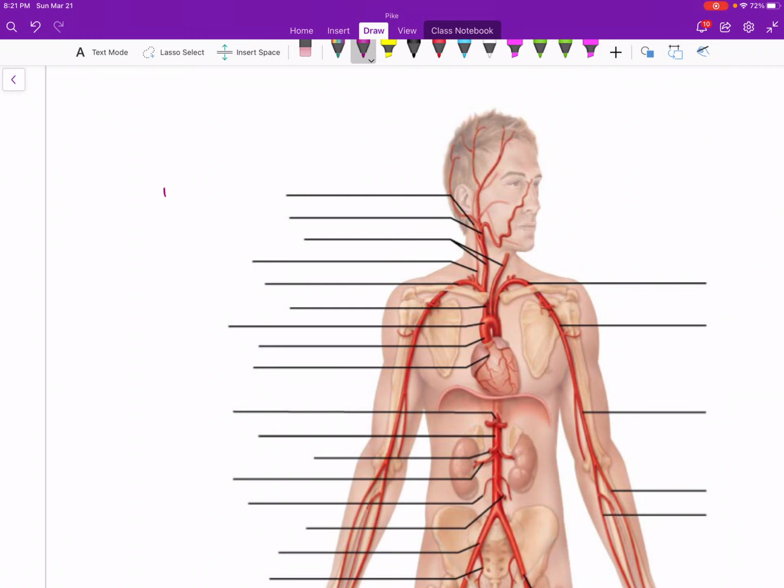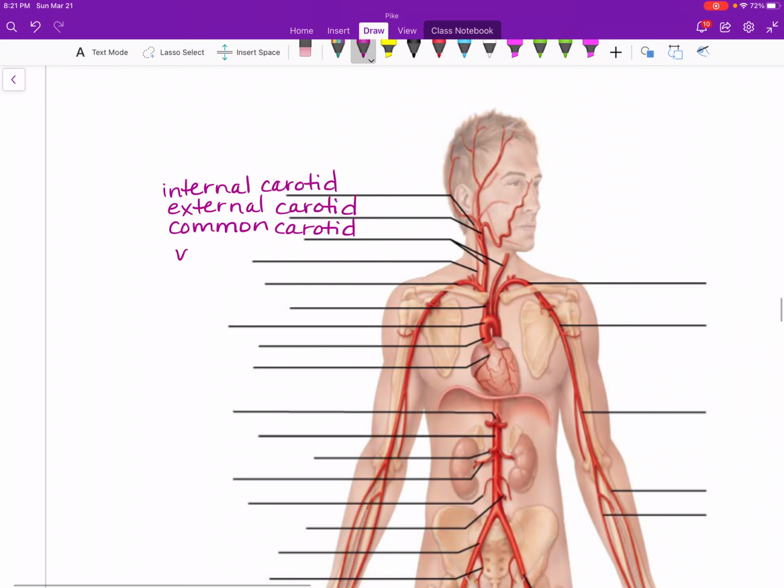This first one is the internal carotid. Internal carotid, these are all arteries. Arteries are always shown red. Then we have the external carotid. And then here we have a common carotid. Common means it's about to split into an internal and external. It's kind of like a trunk.